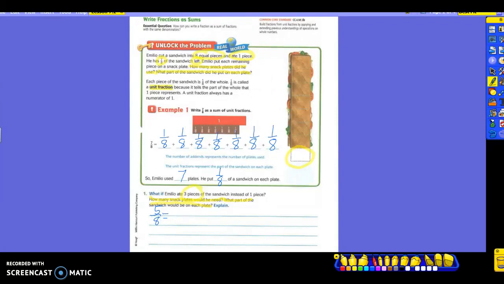So I'm going to do how many of the unit fractions? 5 of them. So 1/8 plus 1/8 plus 1/8 5 times. Make sure you count them as you're going. So to answer the questions, we kind of did that already, but how many plates is he going to need? 5 plates. With what on them? 1/8 of the sandwich.